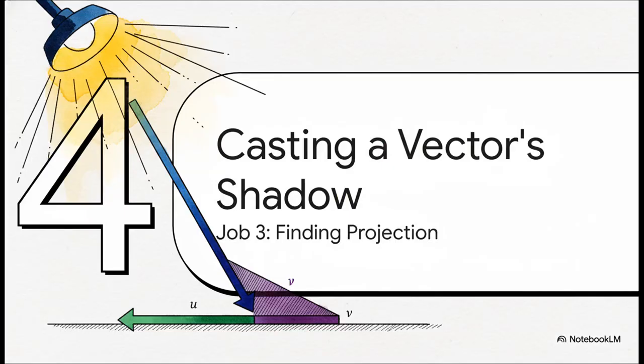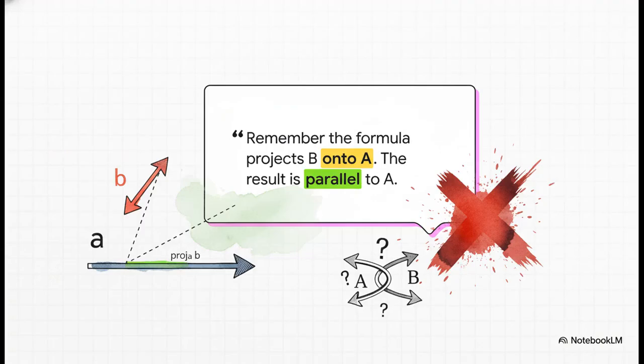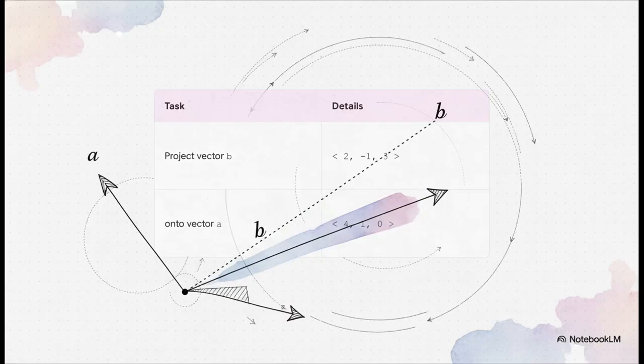All right, on to our final and maybe my favorite job for the dot product, vector projection. The best way to think about this is to imagine a light source shining straight down from above. The projection is literally the shadow that one vector casts onto another. It tells us exactly how much of one vector's length lies in the direction of the other. But hey, before we dive into the formula, a quick but super important warning here. When you project vector B onto vector A, the final shadow vector you get will always be parallel to A. Getting A and B mixed up is one of the most common mistakes, so really pay attention to which vector you're projecting onto.